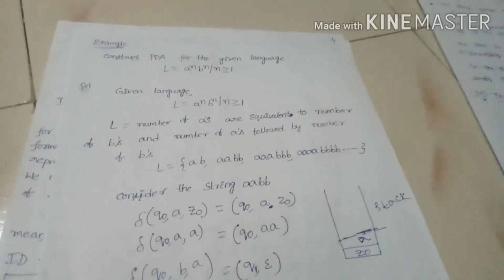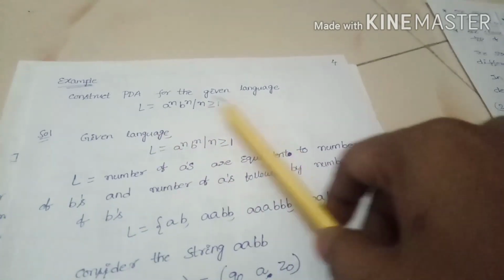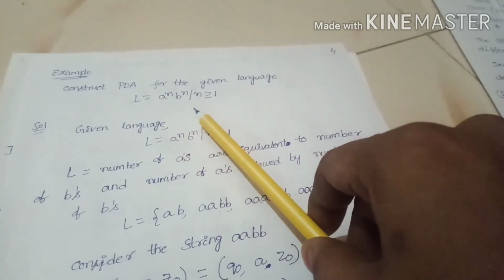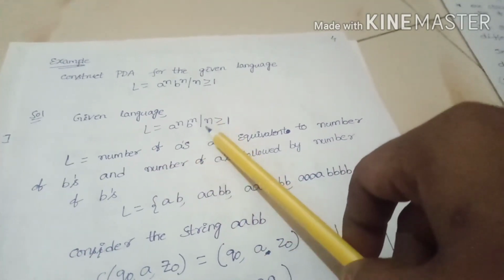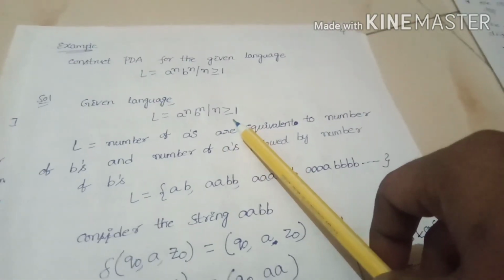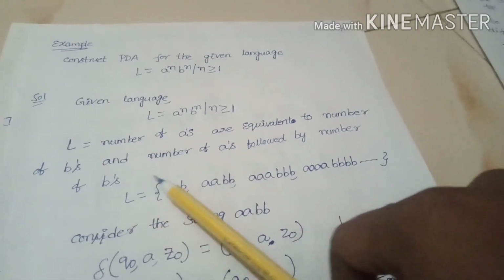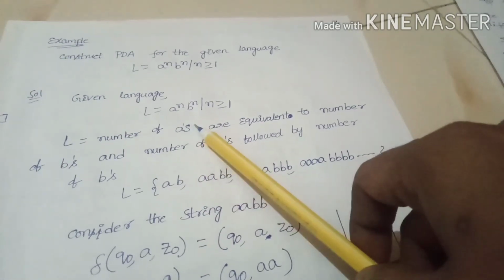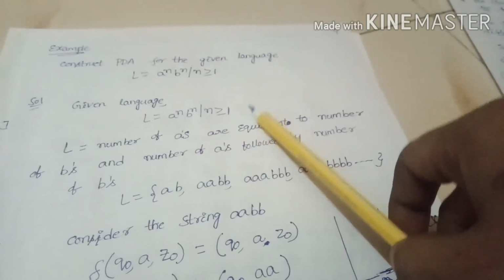Next, this is an example of how we construct the PDA for the given language L equal to a power n, b power n, for n greater than or equal to 1. Here L means the number of a's is equal to the number of b's, and the a's are followed by the b's. The condition n greater than or equal to 1 means we take n equal to 1 or greater.